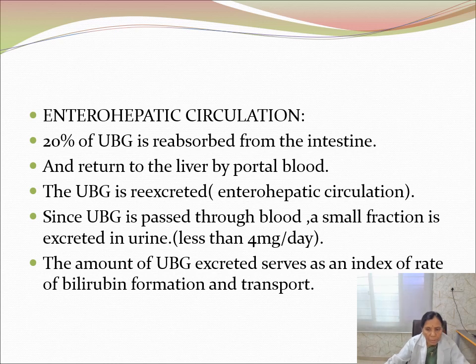Next, coming to this enterohepatic circulation, 20% of urobilinogen is reabsorbed from the intestine and returned to the liver by portal blood. This urobilinogen is re-excreted through enterohepatic circulation. Since UBGs pass through blood, a small fraction is excreted in urine, that is around less than 4 milligrams per day. The amount of urobilinogen excreted serves as an index of the rate of bilirubin formation and transfer.